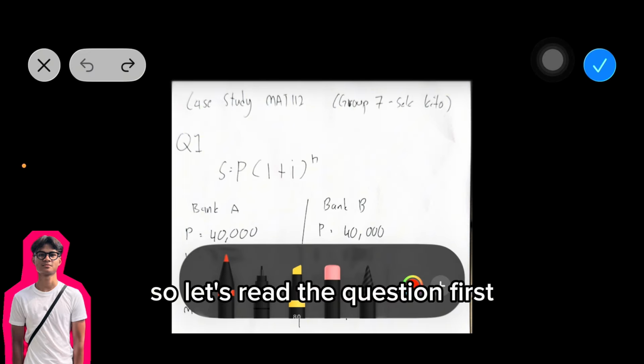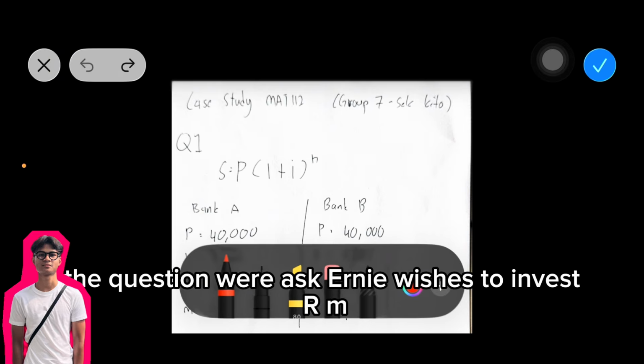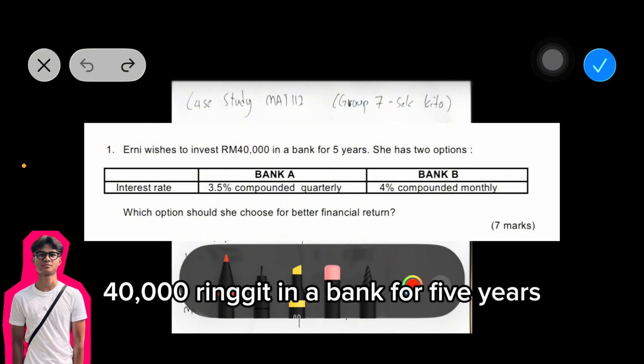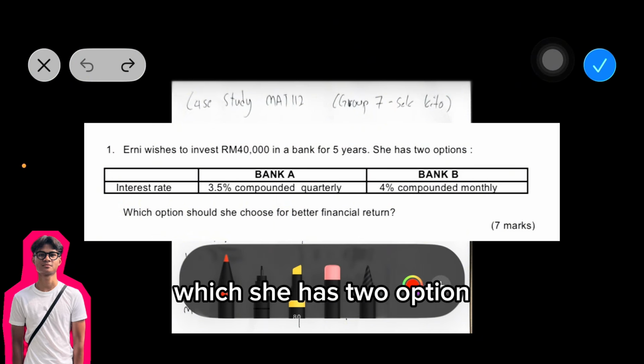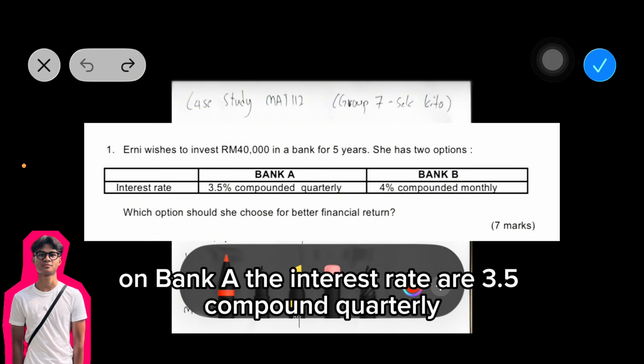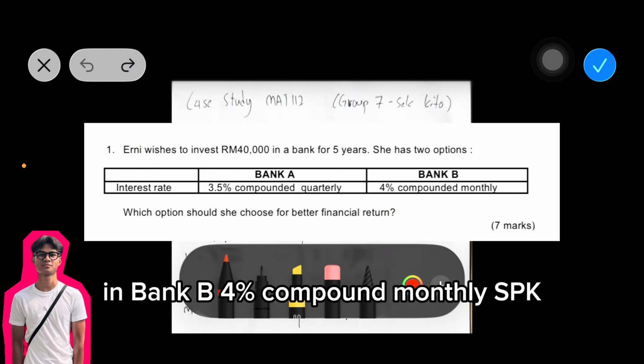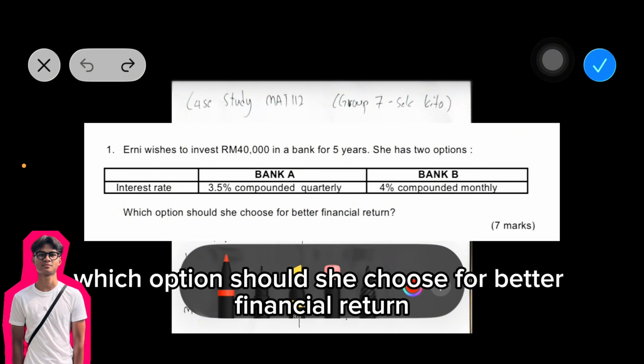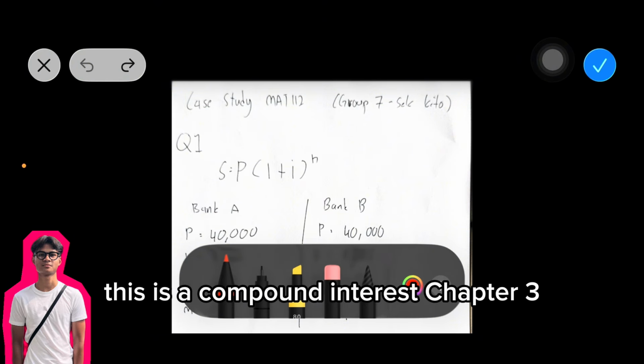So let's read the question first. The question asks: Ernie wishes to invest RM 40,000 in a bank for 5 years, and she has two options. On bank A, the interest rate is 3.5% compounded quarterly. In bank B, 4% compounded monthly. Which option should she choose for better financial return? This is compound interest, chapter 3.